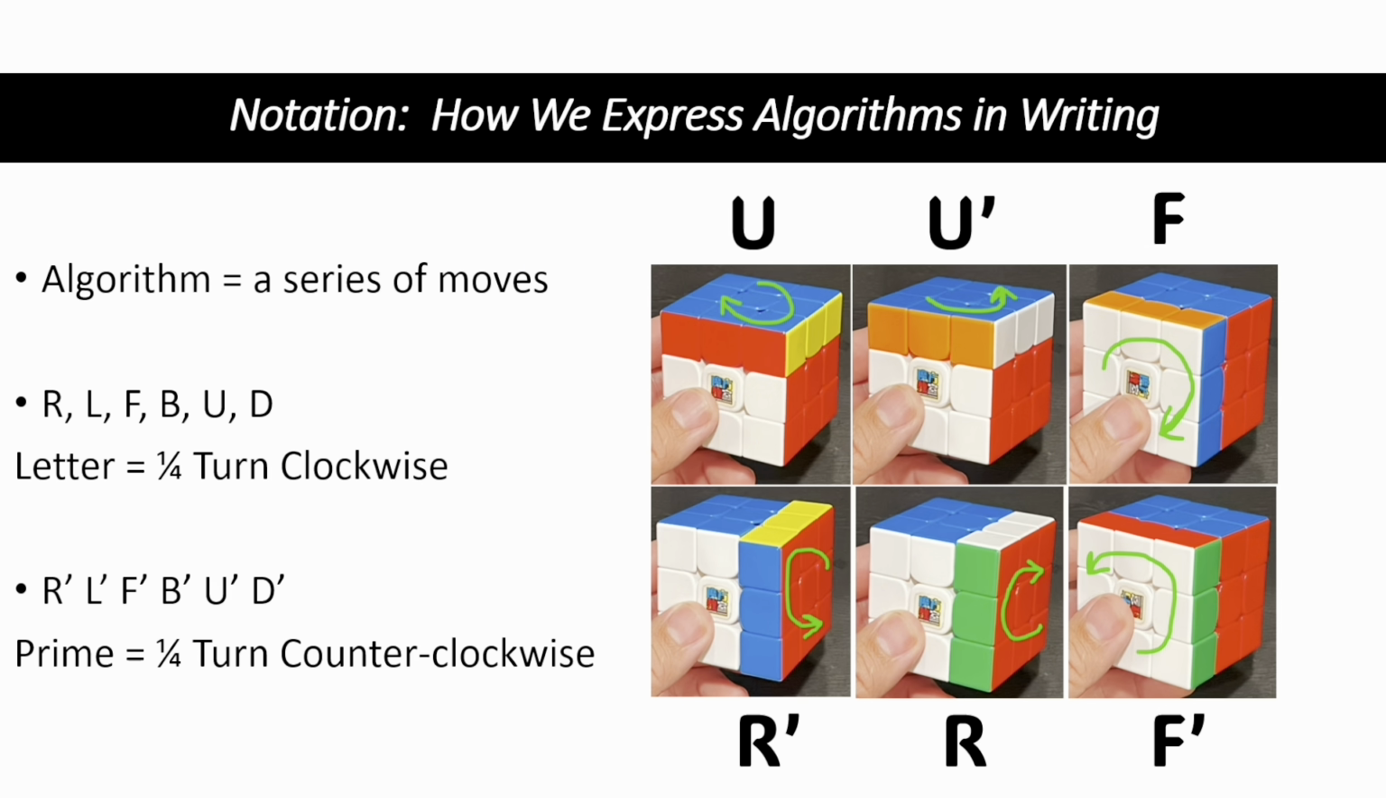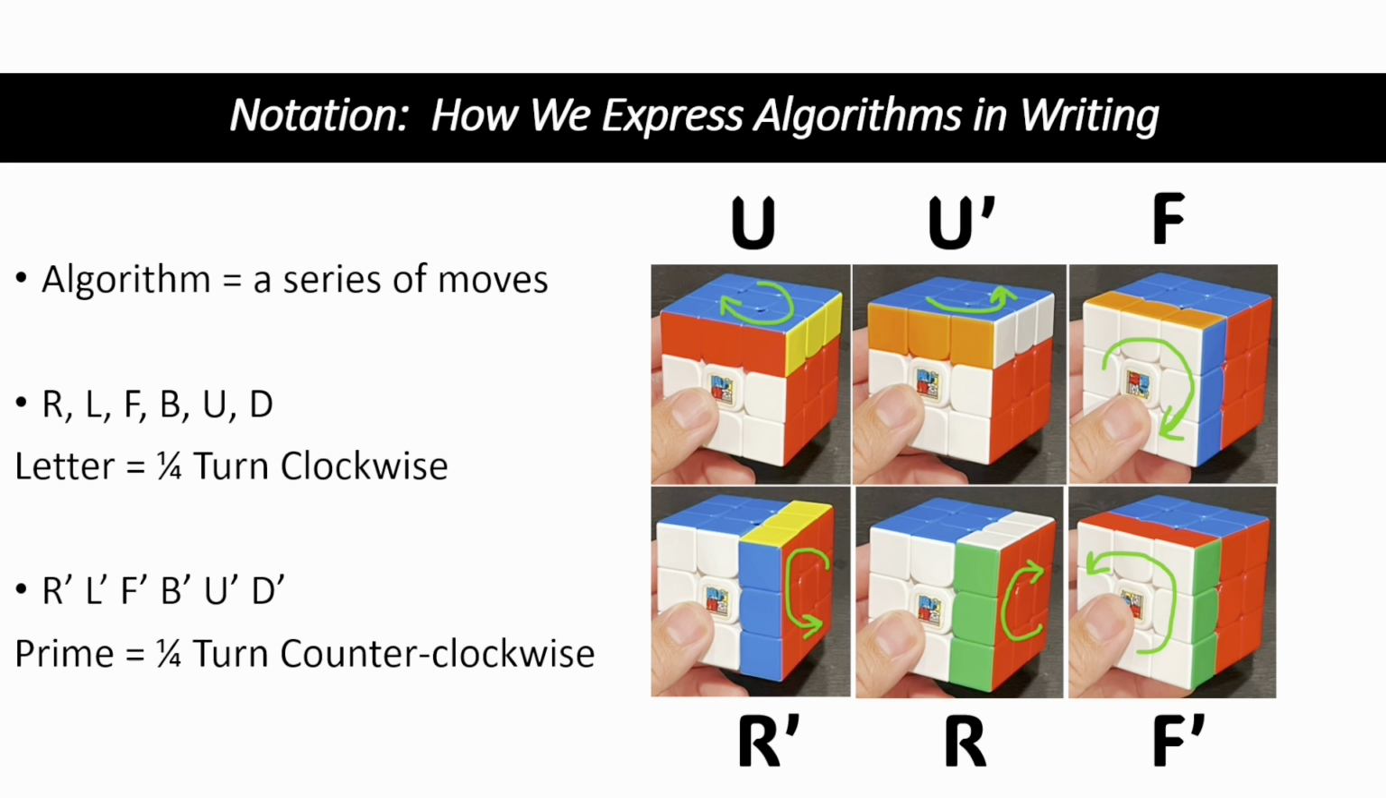Now, when we're using these letters, a normal letter represents a quarter turn of the cube in a clockwise direction. If a letter is followed by an apostrophe, we call that a prime. And when a letter is prime, it represents a quarter turn of the cube in a counterclockwise direction.